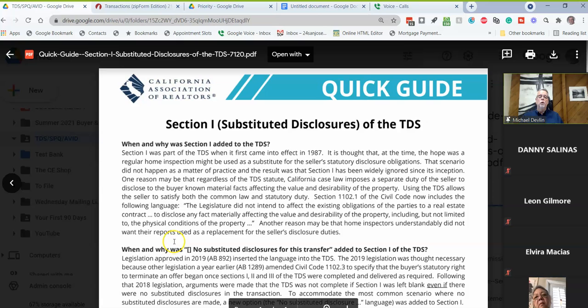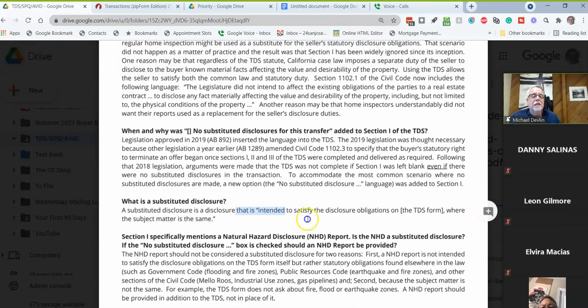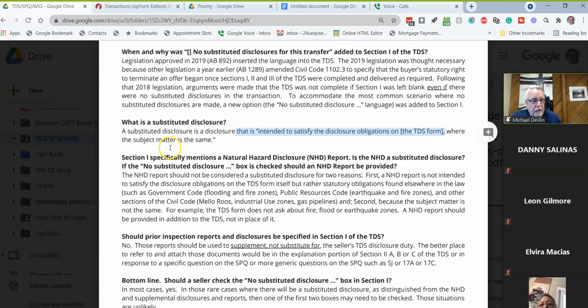And notice it says in 2019, they added the box, no substituted disclosures for this transfer. And notice it says to accommodate the most common scenario, down here, the most common scenario where no substituted disclosures are made, a new option, no substituted disclosures, was added. What is a substituted disclosure? It's something that was intended to satisfy the obligations on the TDS form. Now, it mentions an NHD report, so if you've got one of those, is that a substituted disclosure? And if you read this, the answer is no, right?